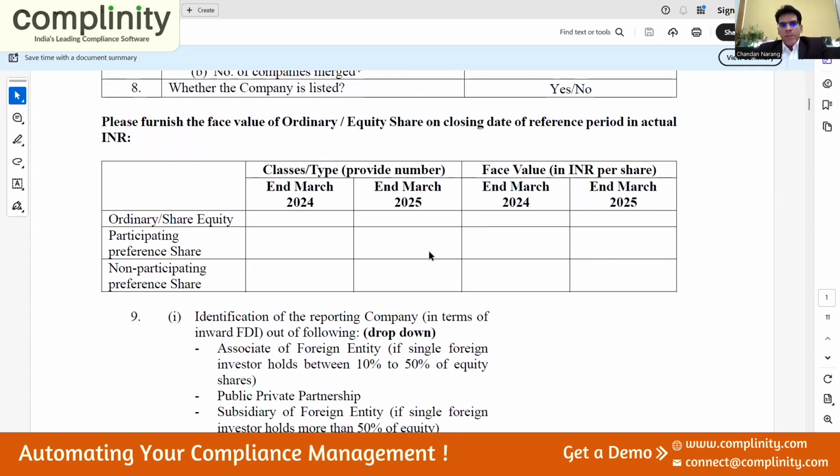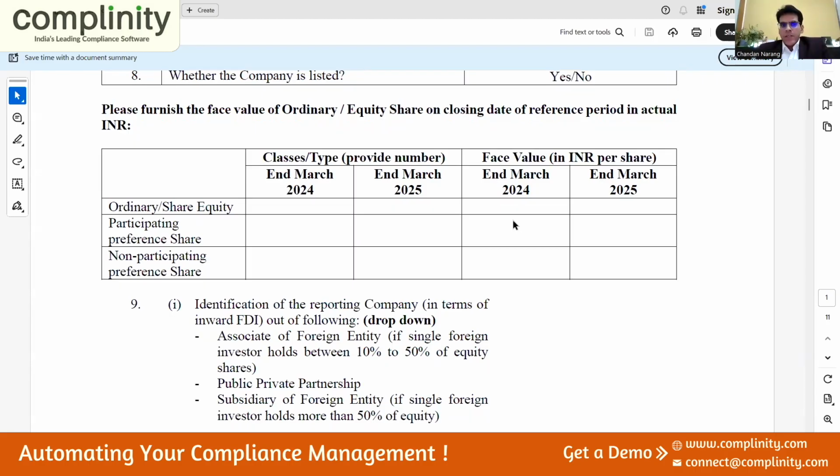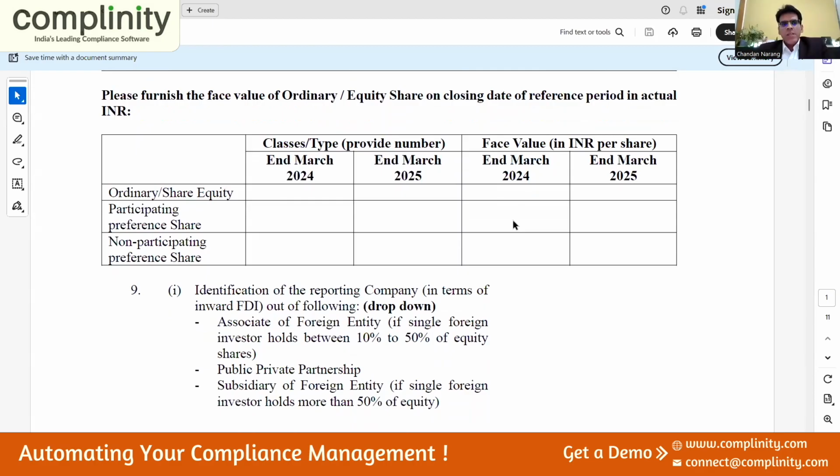Then comes the shareholding part. You need to provide the total ordinary equity shares or participating preference shares issued as of the previous year and the current reporting year. In our case, 31st March 2024 and 31st March 2025. So: ordinary equity shares, participating preference shares, and non-participating preference shares. Participating preference shares means the preference shares which have rights in the surplus of the company, or the dividend, in case extra dividend is distributed as surplus. Whether the preference shares are convertible or non-convertible, for the purpose of FLA the shares are bifurcated by way of participation and non-participation.